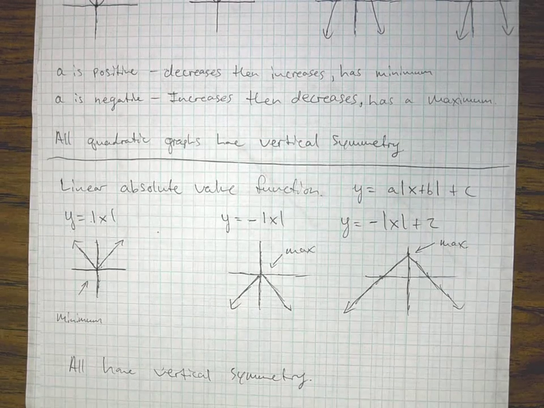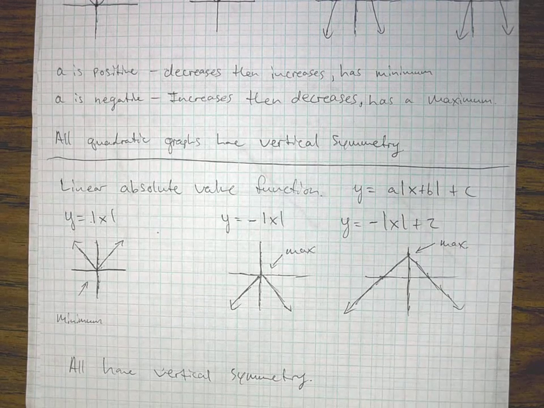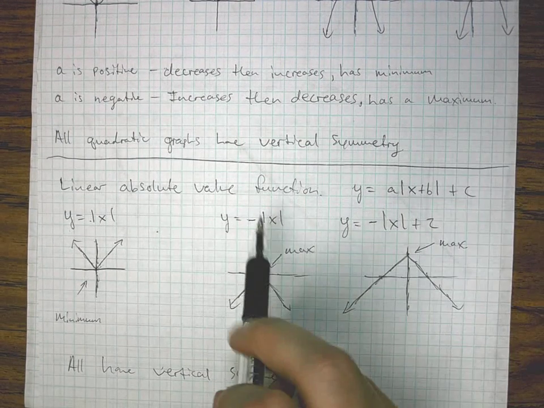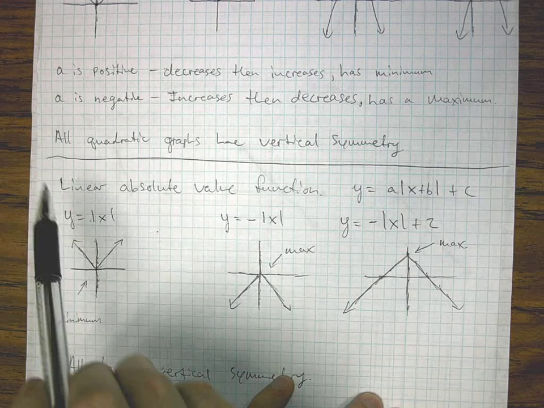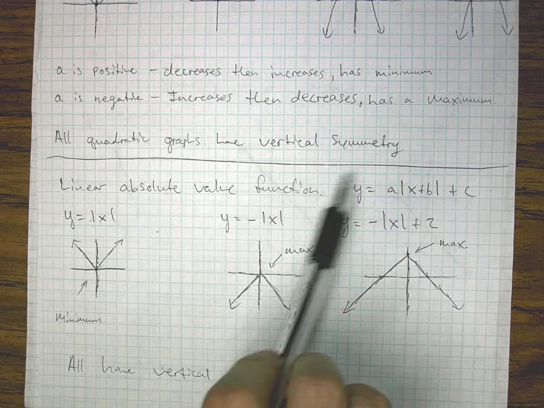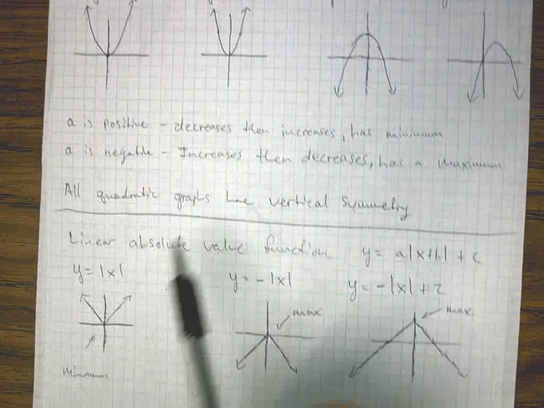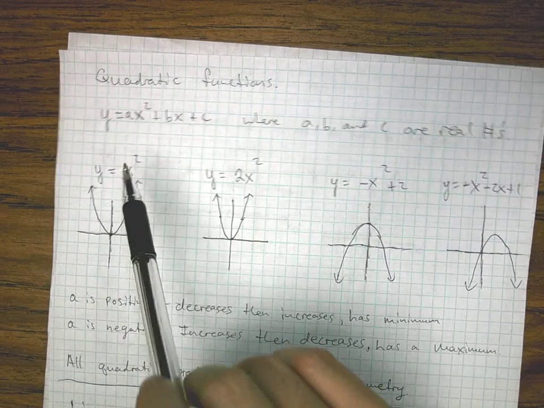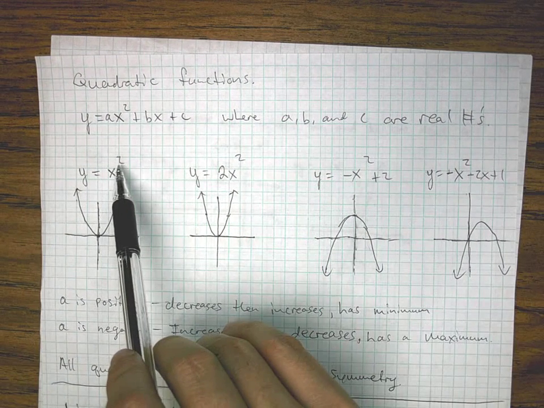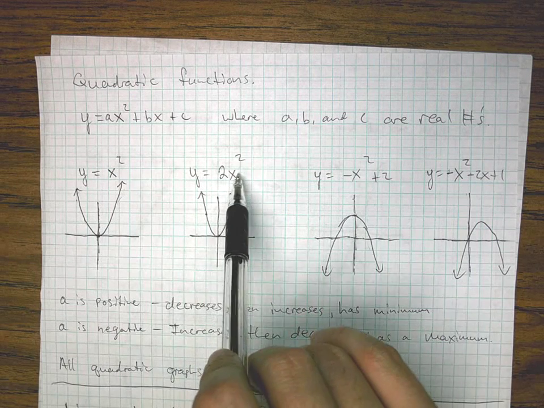Okay. The biggest giveaway that you know it's an absolute value function is the fact that these are absolute value bars. These are the only kinds of functions that will have absolute value bars in them. Okay. The way you know that these functions are quadratic is they have an exponent of 2. Every single one of these has an exponent of 2.